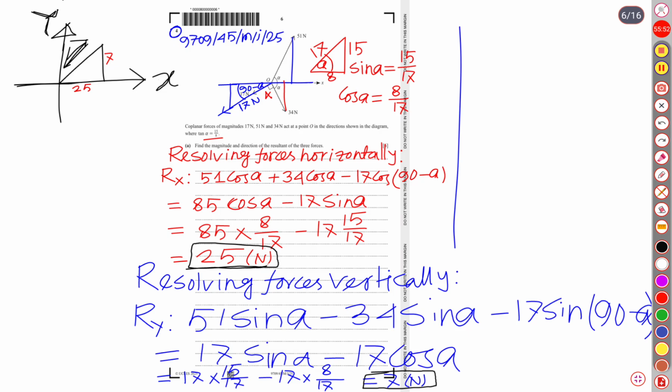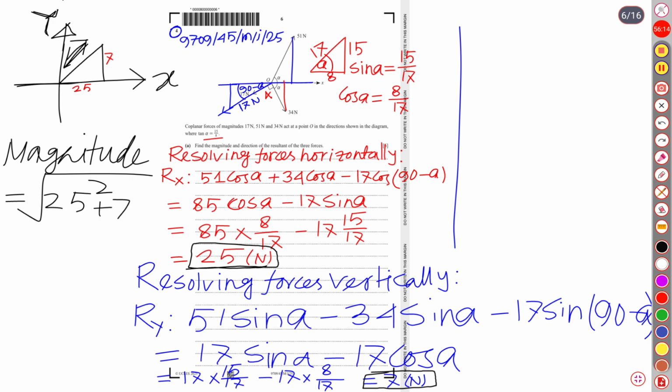Let us find the magnitude of this hypotenuse. We know, to find the hypotenuse we just sum up the squares. So magnitude is equal to 25 squared plus 7 squared, that is, if we round it up to three significant figures, going to be 26 Newton. So our resultant force is 26 Newton.